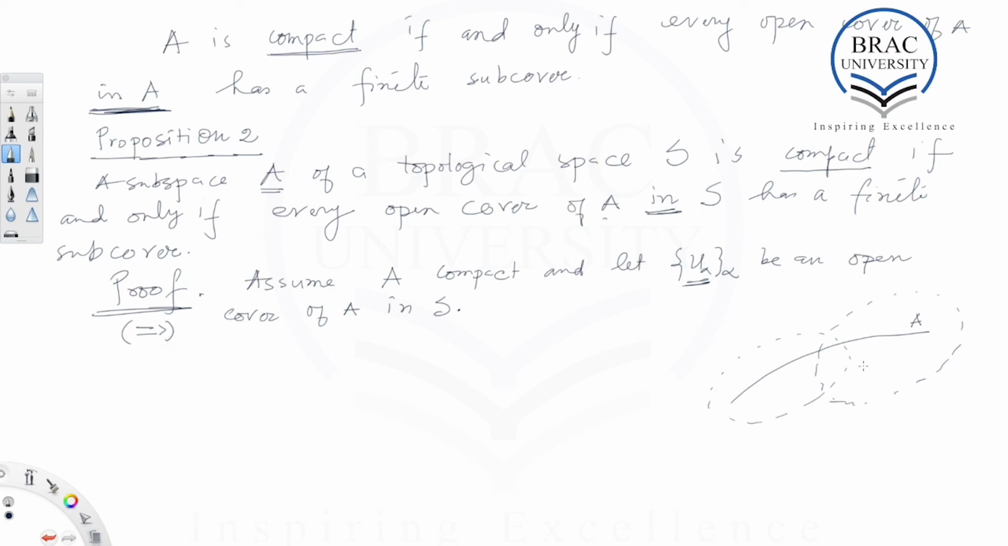Now, since this is an open cover of A in S, from the definition of open cover, we know that A is contained in this union. And since A is contained in this union, of course, A is contained in the union intersected with A. And, again from elementary set theory, this is nothing but the union of all these individual intersections. Okay. So we immediately see that A is contained in this union of open sets, right?